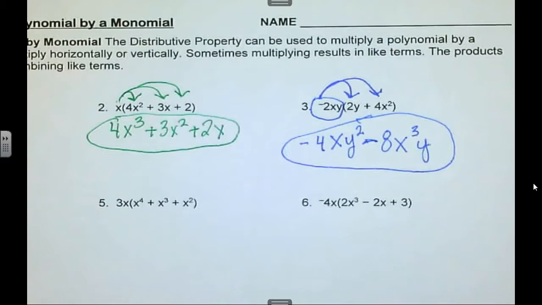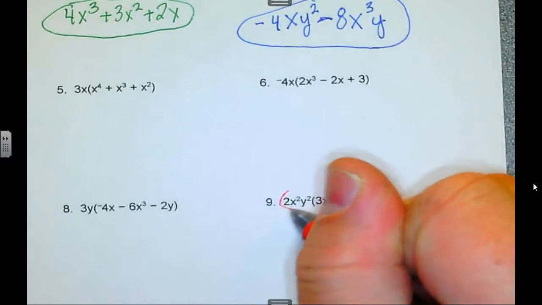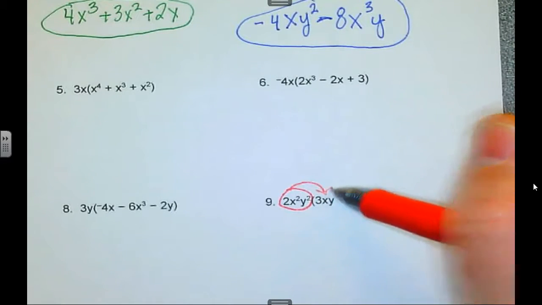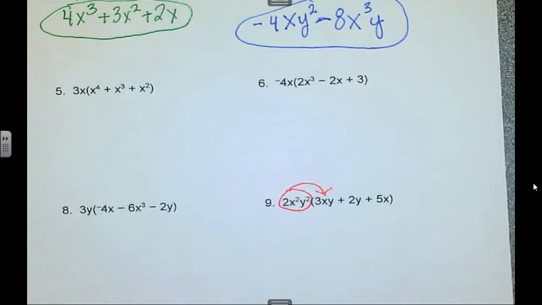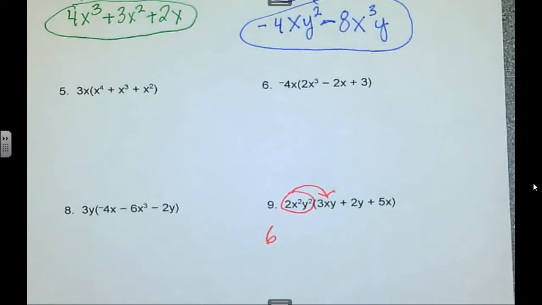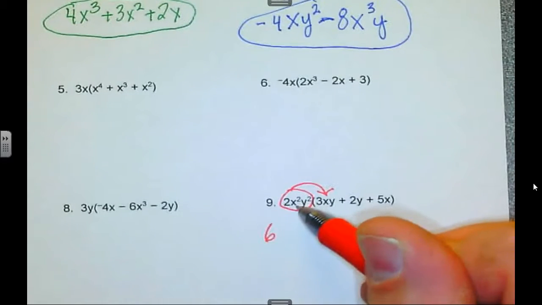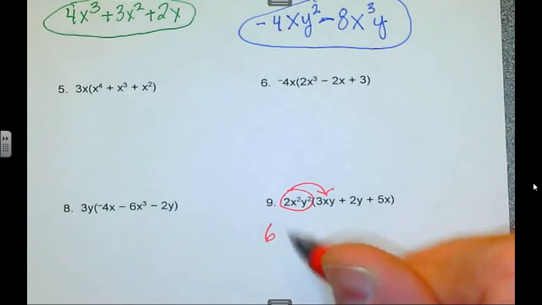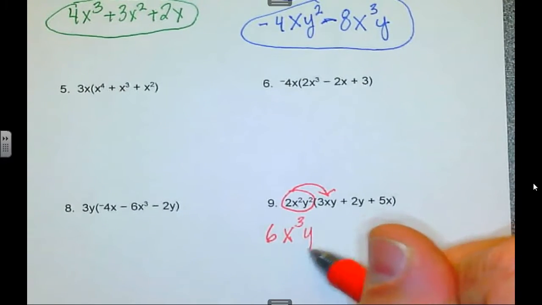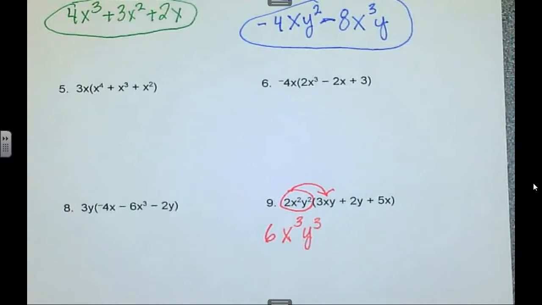Let's do another harder one. Let's do number 9. Okay, I have 2x squared y squared times 3xy. Yep, do the numbers first. 2 times 3 is 6. x cubed, because I have x squared and x to the first, so 2 plus 1 is 3, and then y cubed. Is that it?